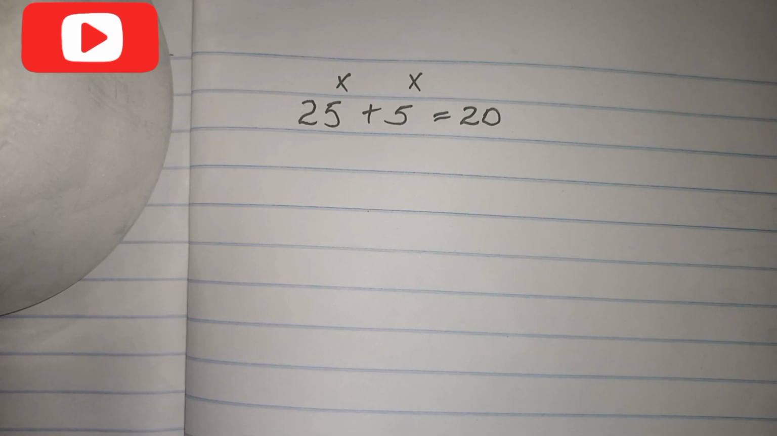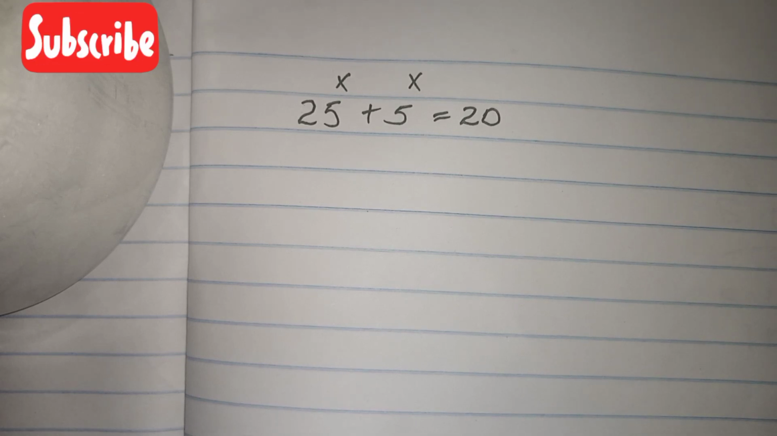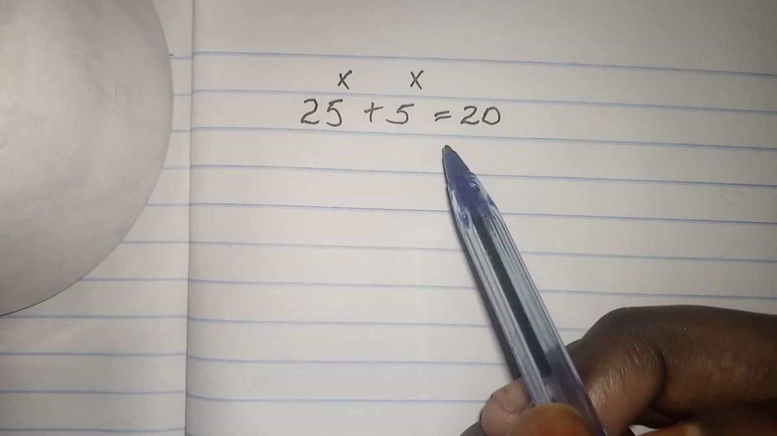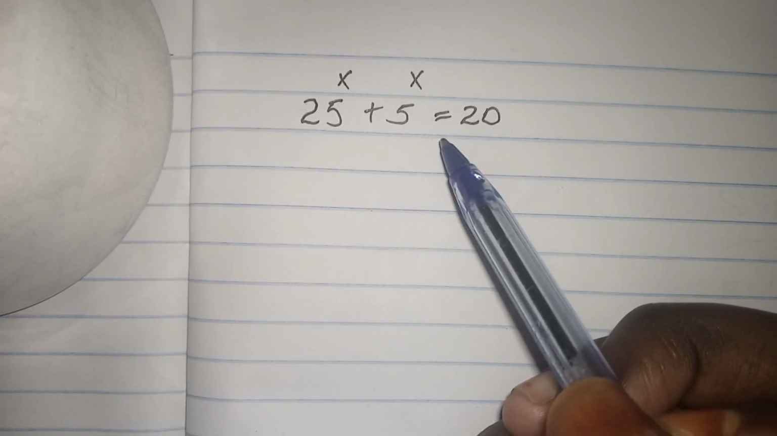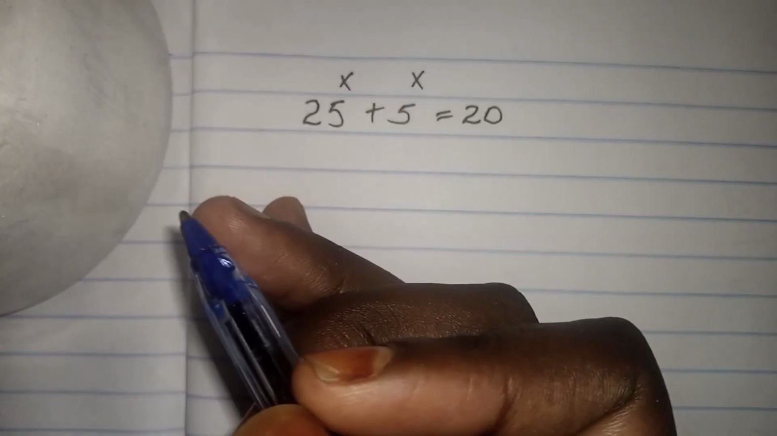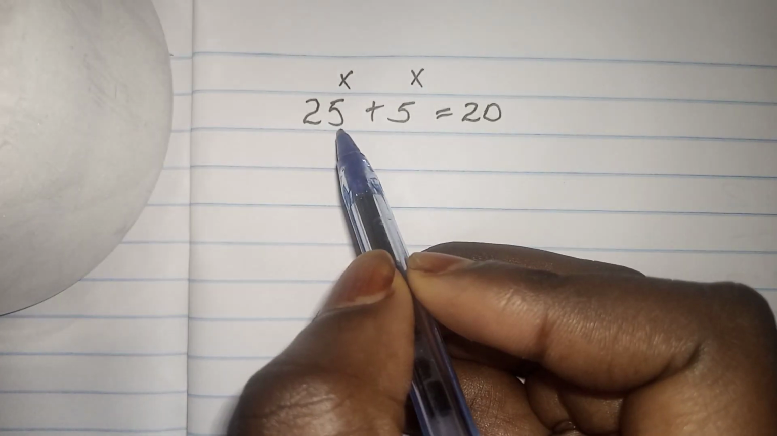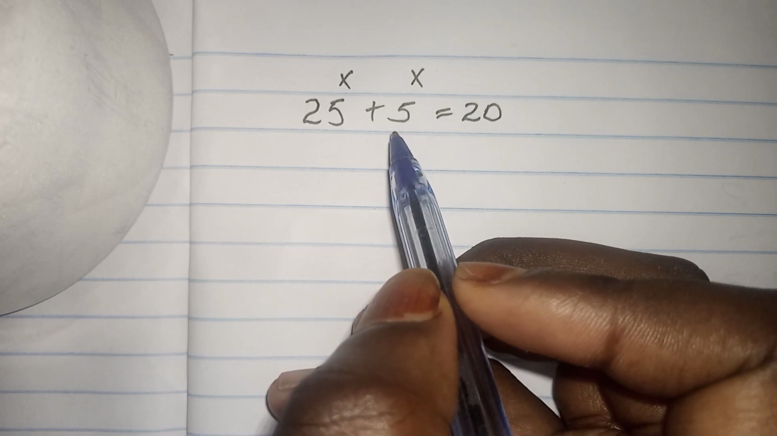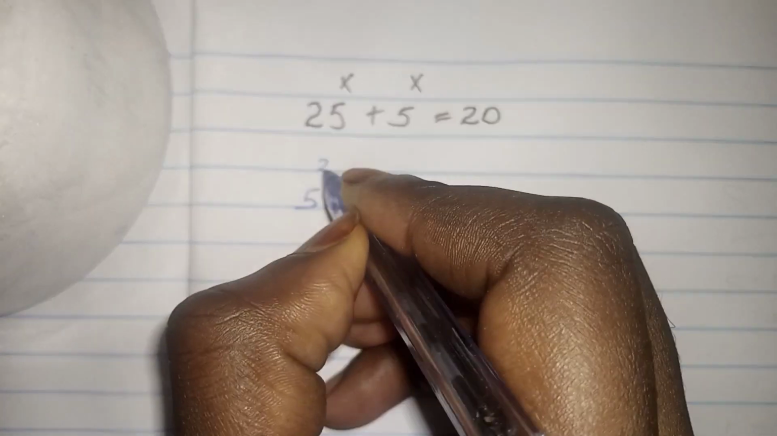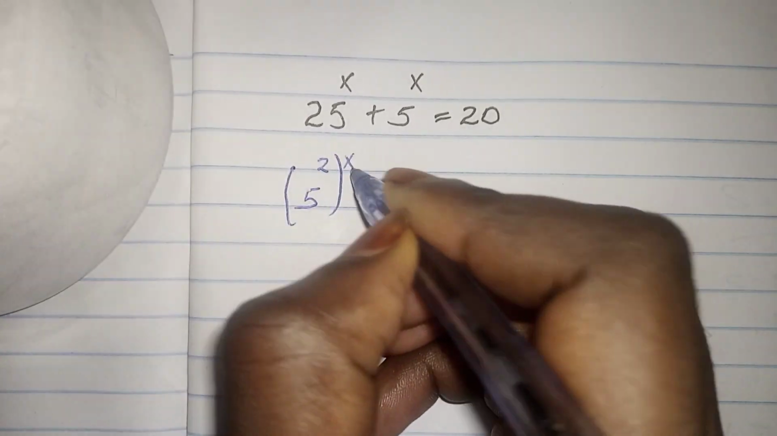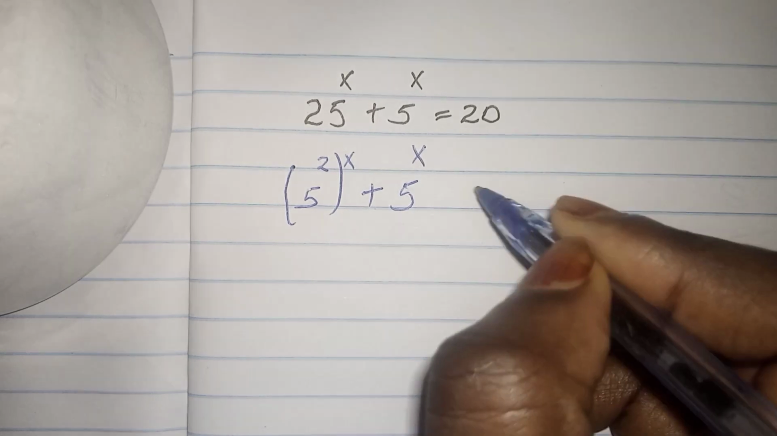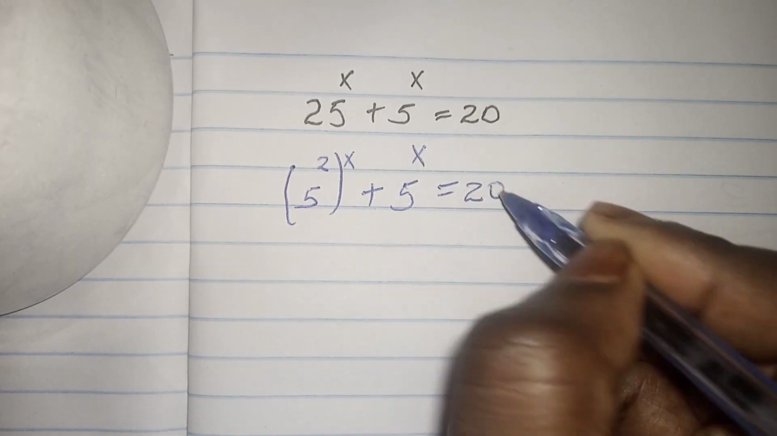So today we want to solve for the value of x given that 25 to the power of x plus 5 to the power of x is equal to 20. I want us to solve and get the value of x. So I'll begin by 25. I can write it to the base of 5. This will be 5 squared, all this to the power of x, plus 5 to the power of x is equal to 20, right?